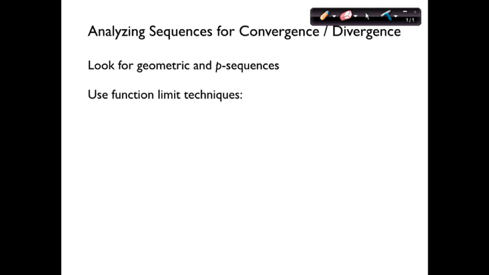Okay, use function limit techniques. I talked a little bit about that. So if your sequence is like a rational function, then you can use those techniques for analyzing rational functions for end behavior. So that's properties of rational functions. That's what I said.